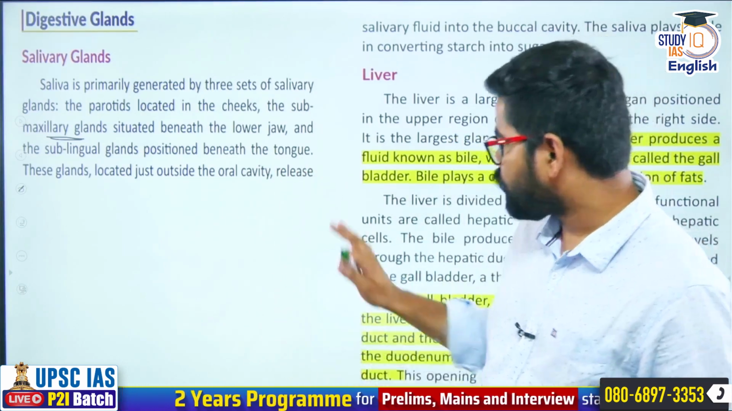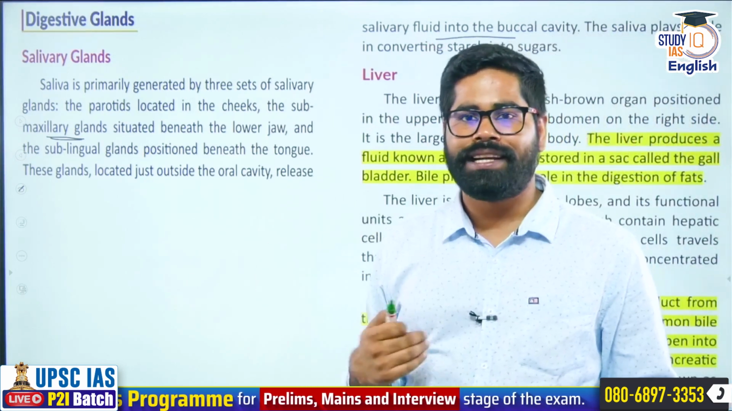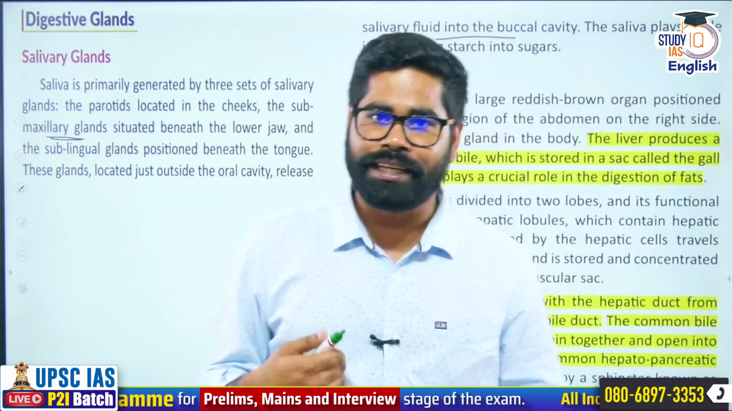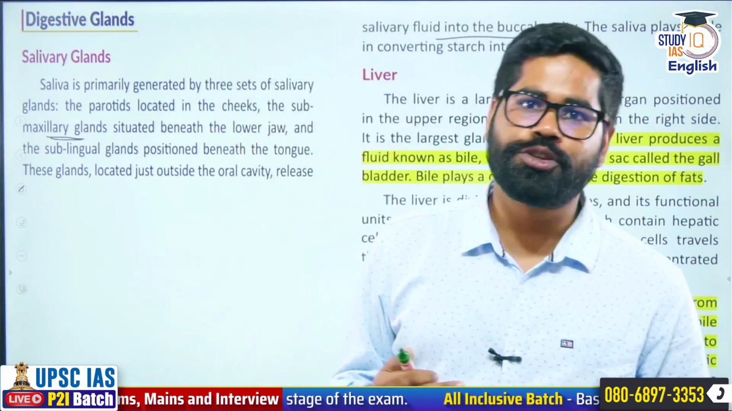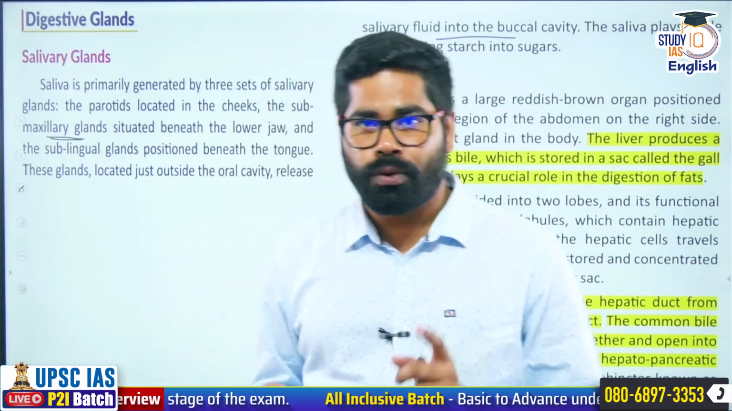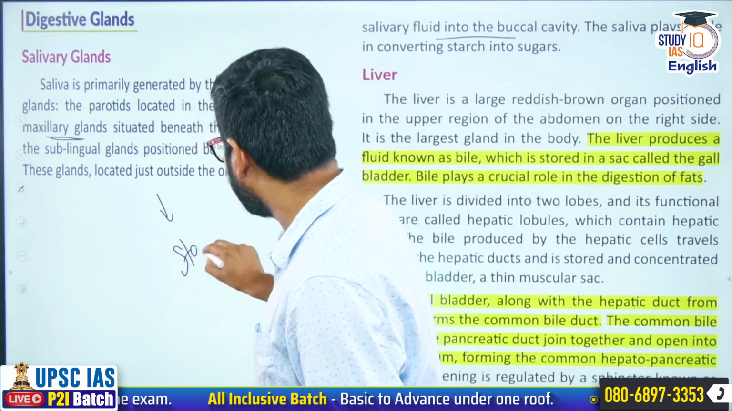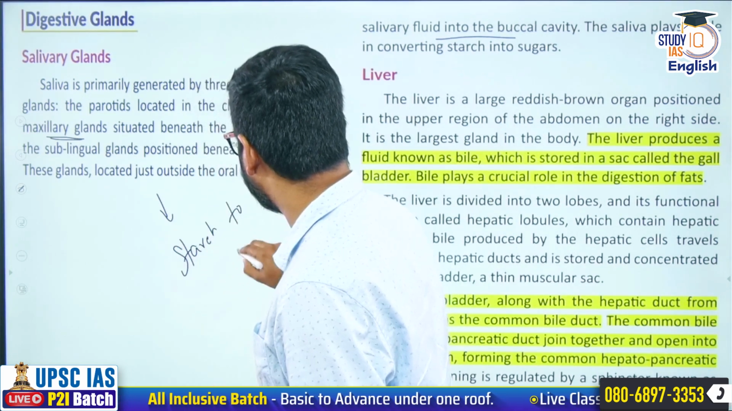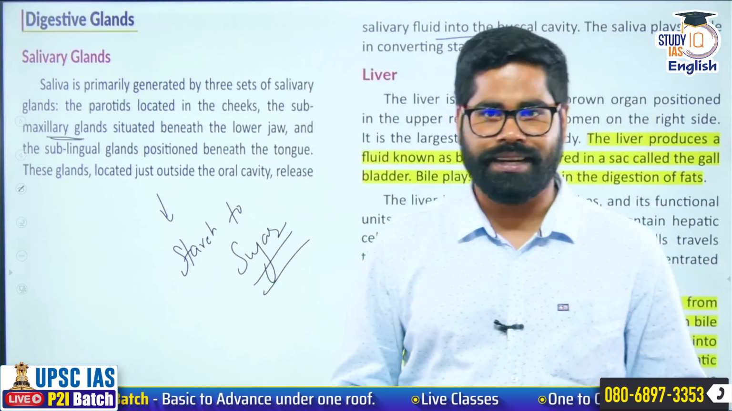They release salivary fluid into the buccal cavity. We have already seen that sodium, potassium, chlorine, and bicarbonate are some of the electrolytes present in the saliva. And what is the role of it? It converts starch into sugar. This is responsible for the conversion of starch into sugar. That is the role of salivary glands.